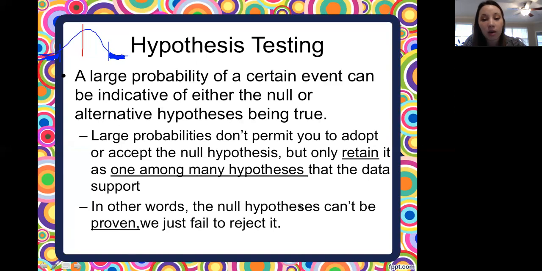So in other words, the null hypothesis can't be proven. We just fail to reject it. So again, we don't like to use the P word, proven. So that's how that works.